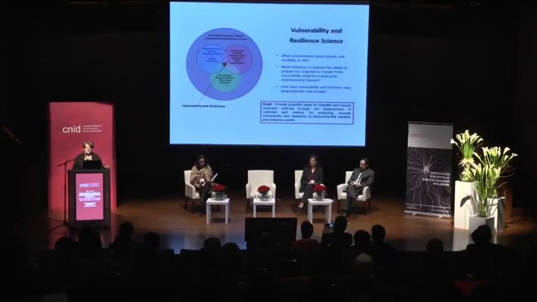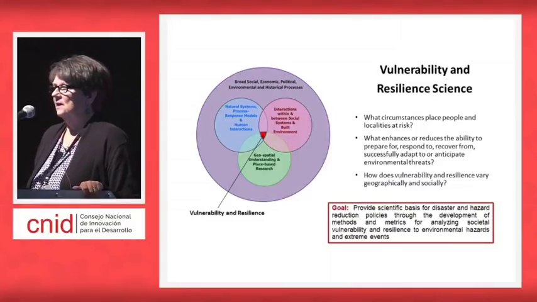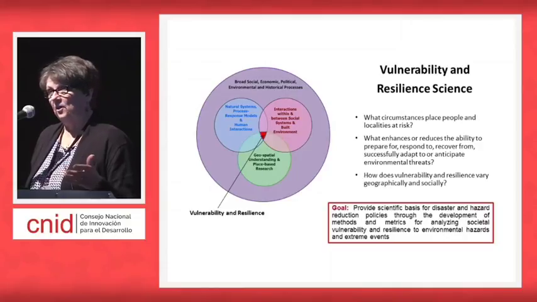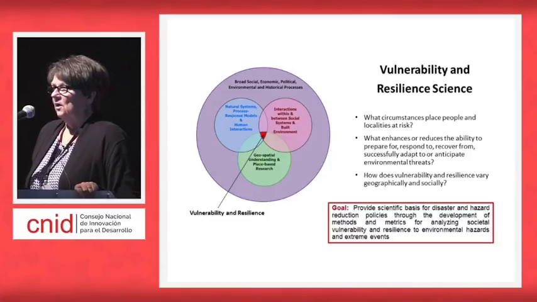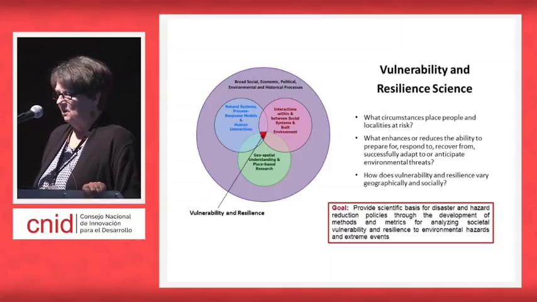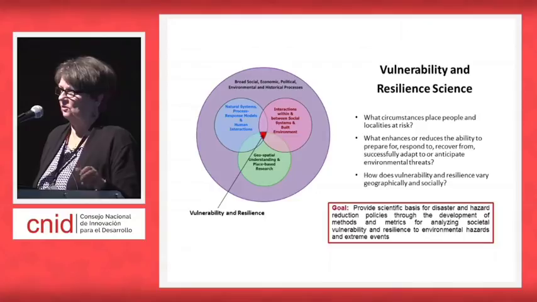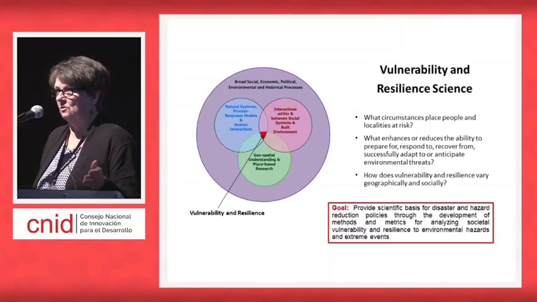The notion of vulnerability and resilience science is really looking at those circumstances that, on the one hand, place people and localities at risk, and on the other hand, what can be done to mitigate or reduce those risks by increasing or enhancing resilience. The goal, from my perspective, is in essence to provide the scientific basis for disaster and hazard reduction policies. And again, the evidentiary basis for that, rather than just saying, yes, you're vulnerable, but provide an opportunity to look at what is vulnerability, how is it measured, and how can those tools be translated.